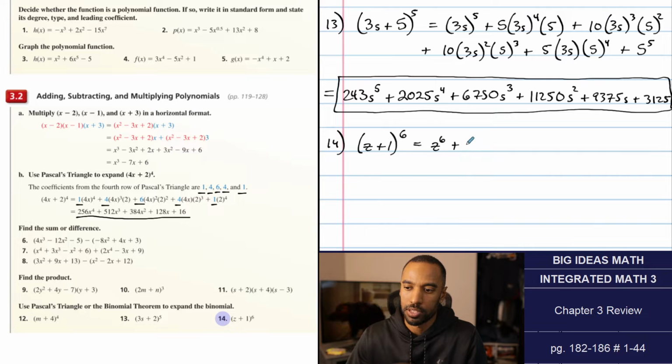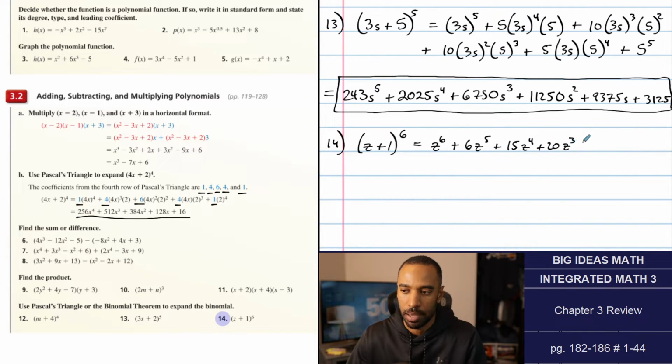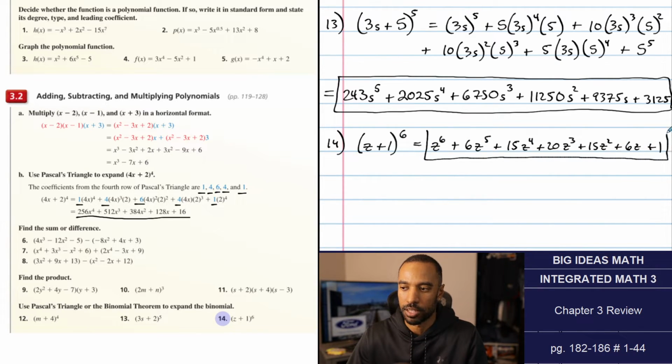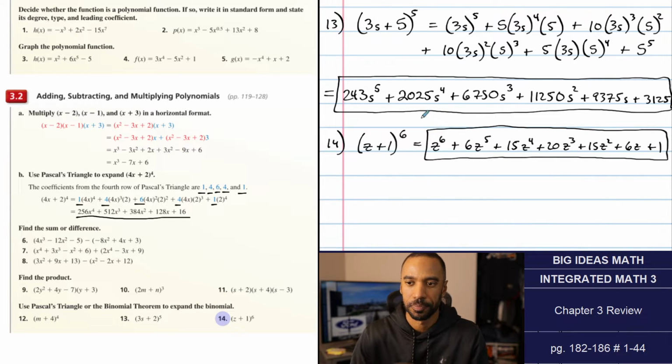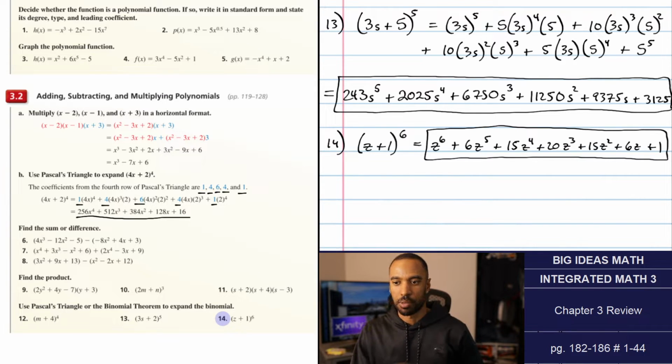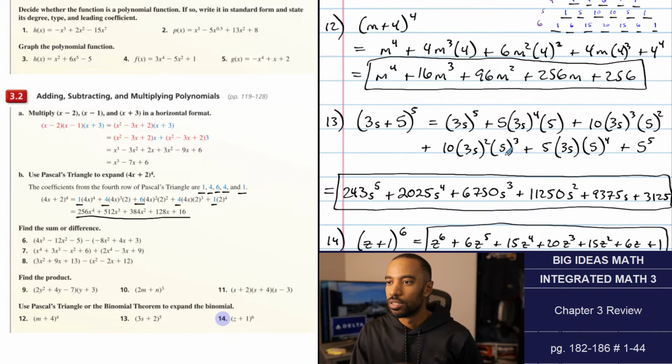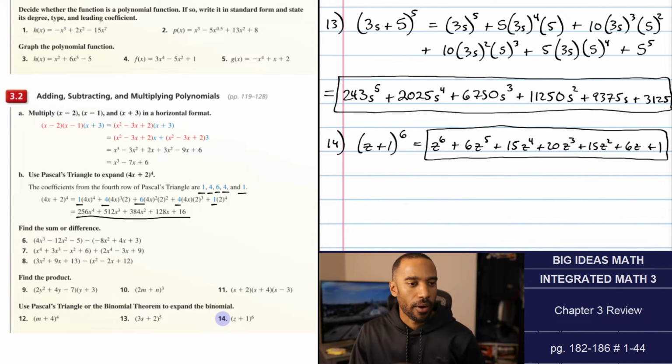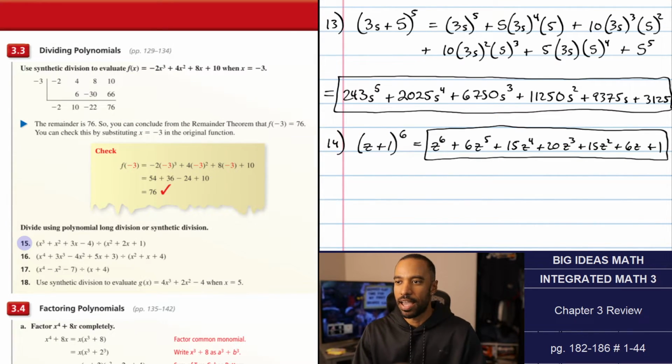So z to the 6th plus 6 times z to the 5th times 1 plus 15 times z to the 4th times 1 plus 20 times z to the 3rd times 1 plus 15 times z squared times 1 plus 6 times z times 1 plus 1 to the 6th power, which is just 1. This is the final answer. This is standard form. We are all set. That's number 14. And that's the quickest binomial expansion you can do for something that's quite so massive. Those were the coefficients there. All good to go. All right, let's move on to section 3.3 on dividing polynomials.